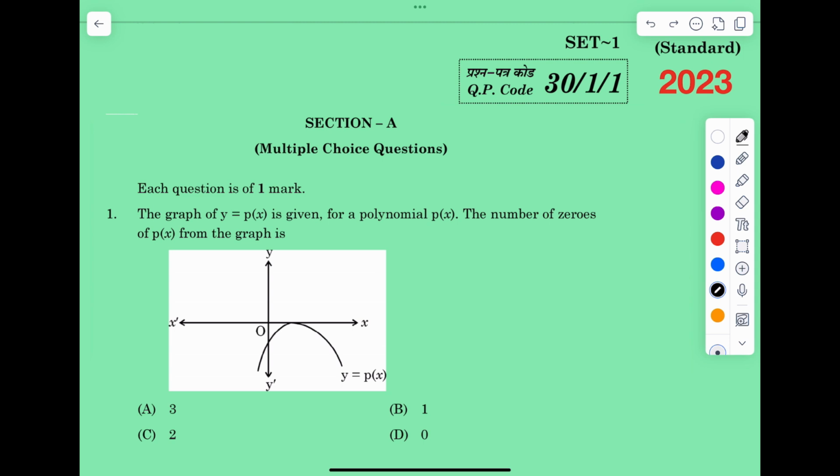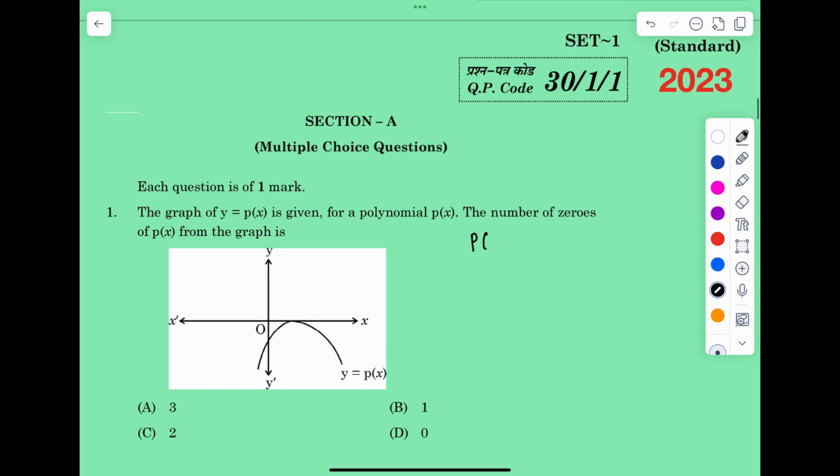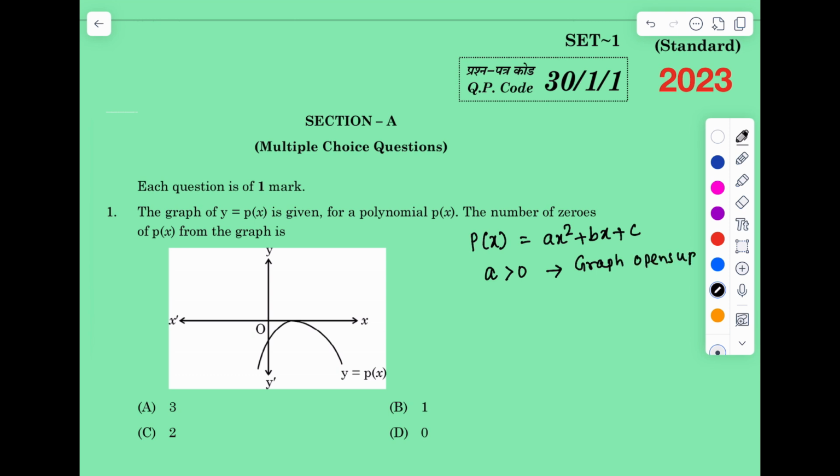First one is, if a quadratic polynomial, let it be p of x, is equal to ax square plus bx plus c. This is the standard form of the polynomial. Here a, b and c are the coefficients of the polynomial. If a is greater than 0, then the graph opens up. That means the graph will look like this.